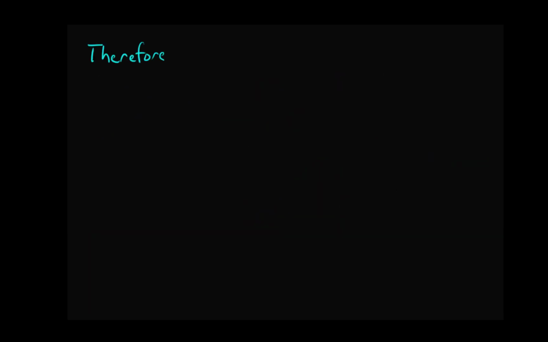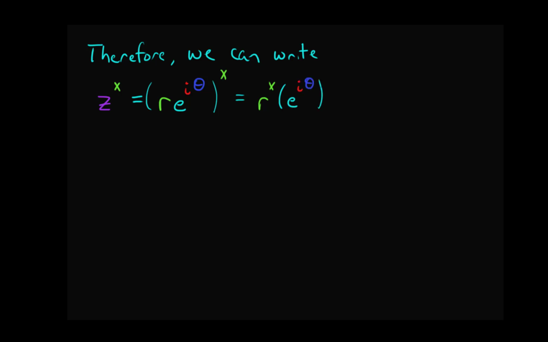So we'll make use of that fact here, because we can then write z to the x equals the quantity r times e to the i theta, so I'll put that in parentheses, all to the power of x. And then by the rules of exponentiation, this would equal r to the x times e to the i theta, close parenthesis, to the x, which would equal r to the x times e to the i times x times theta. So that's what it looks like algebraically.